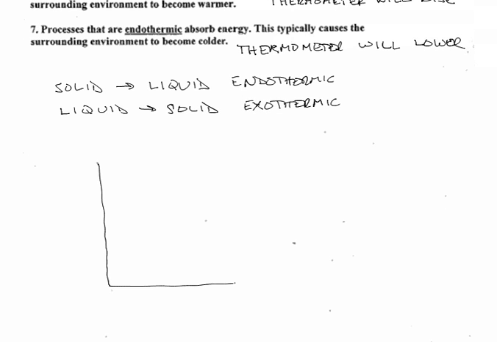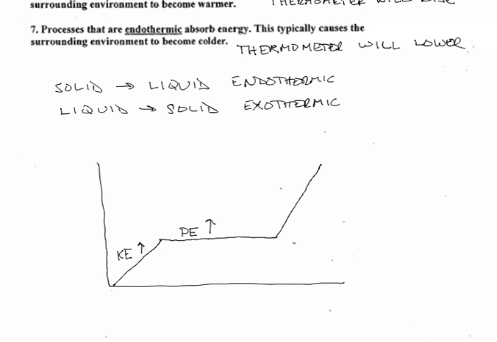A heating curve can show kinetic and potential energy. Remember, this is the solid phase. Since the temperature is going up, kinetic energy is going up. As it melts, the substance absorbs energy to break the attractive forces, so the potential energy increases.